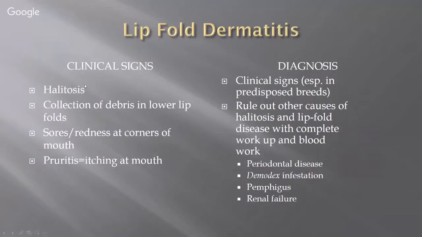Lip fold dermatitis, clinical signs would be halitosis. It's a buildup of bacteria in a folded structure, and a collection of debris in that lower lip fold that's going to cause halitosis. You may see sores or redness at the corners of the mouth, and they may be pruritic or itching at the mouth. You see it most often in certain breeds, so breeds that have lots of extra tissue around their lower lip: Mastiffs, Newfoundlands, Great Pyrenees, any animal that has just a lot of lip folds there.